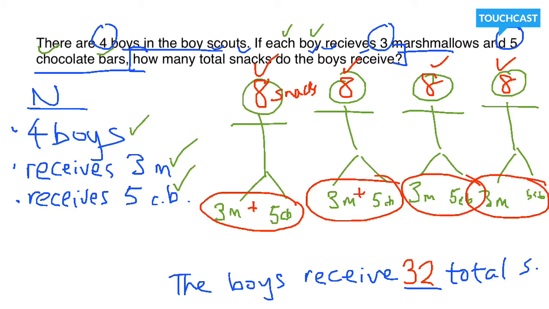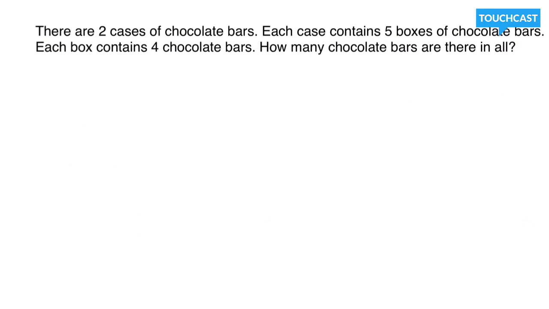You could have also counted by 3. 3, 6, 9, 12. 12 marshmallows. And then 5, 10, 15, 20. 20 chocolate bars. And added those up to get 32. That was also a totally lovely possible solution. Nice job.